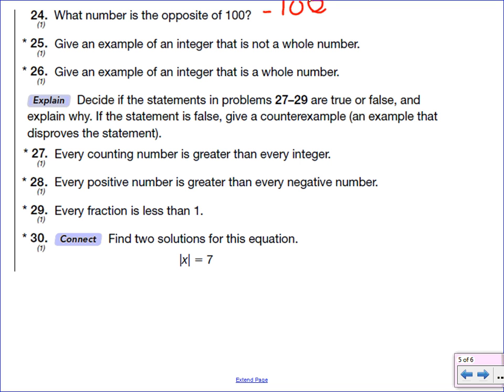Give an example of an integer that is not a whole number. Whole numbers don't include negative numbers, so -2 is an integer, but not a whole number. Give an example of an integer that is a whole number. +2 is both an integer and a whole number.